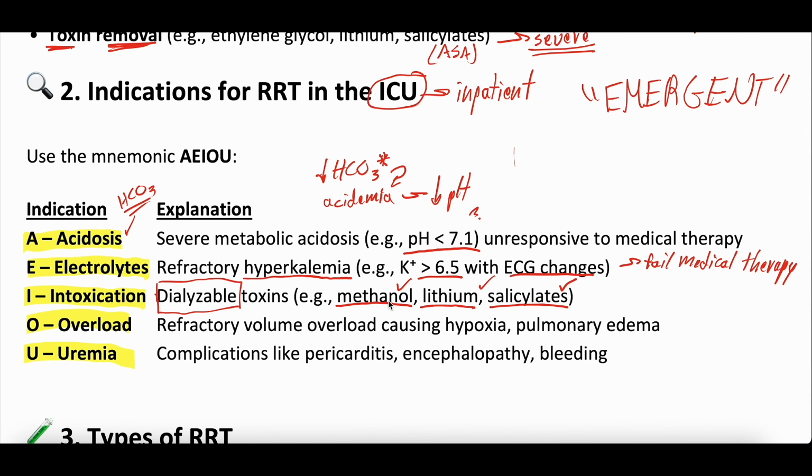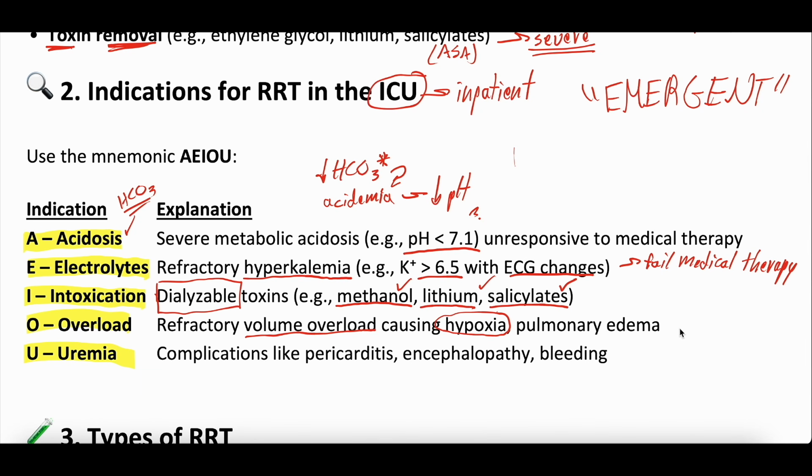I for intoxication from a dialysable toxin. The O stands for overload. This is refractory volume overload that is leading to real end organ injury, usually hypoxia or hypoxemia, or low oxygen levels. So if your kidneys are not working enough to urinate off enough volume and you're building up volume, it's getting in your lungs causing pulmonary edema and hypoxemia, that can be a reason to dialyze, certainly.